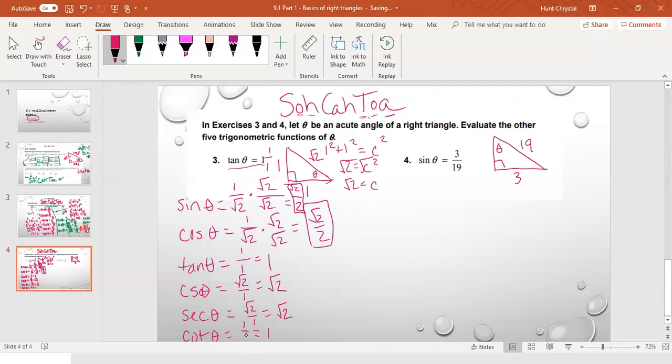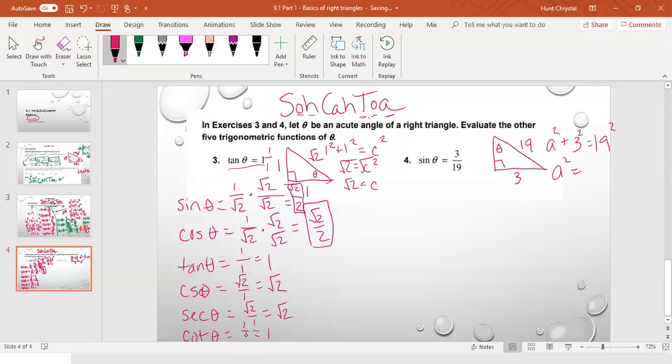So now when we solve number 4, again, you can pause and play. Pause, try it by yourself, and then play it if you like. But it looks like we have a squared is what we're looking for. We have b, which is 3. And we have c, which is 19.